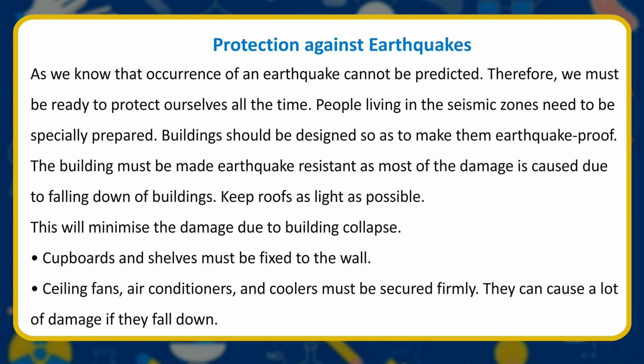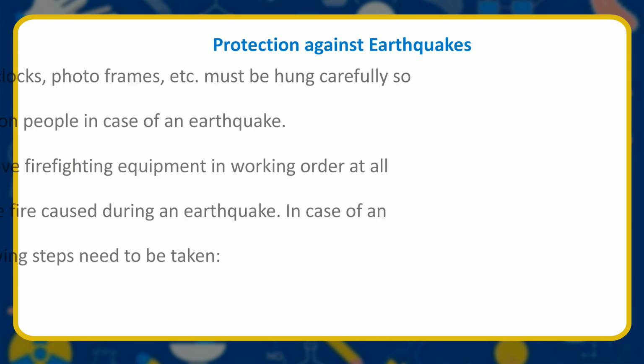Keep roofs as light as possible. This will minimize the damage due to building collapse. Cupboards and shelves must be fixed to the wall. Ceiling fans, air conditioners, and coolers must be secured firmly. They can cause a lot of damage if they fall down.